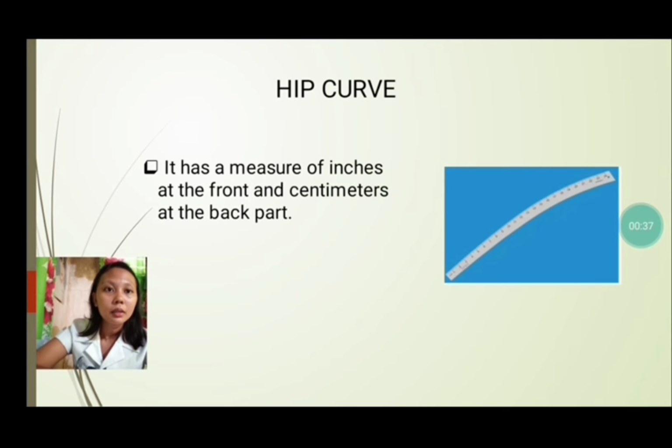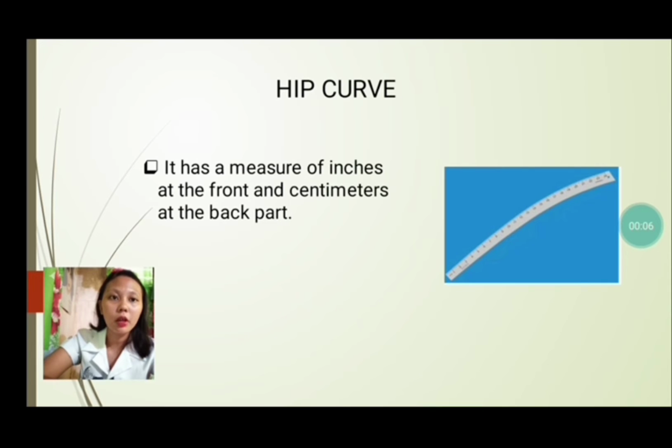If we have a French curve, we also have a hip curve. It has measurements in inches at the front and centimeters at the back part. The hip curve is used for connecting or shaping slightly curved points. The image presented is an example of a hip curve.